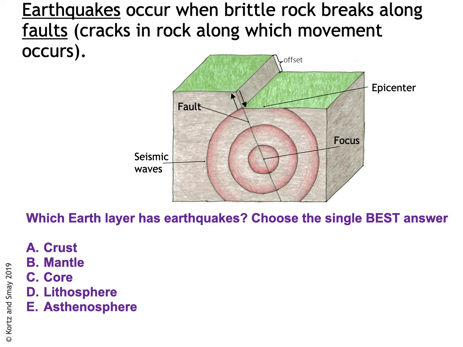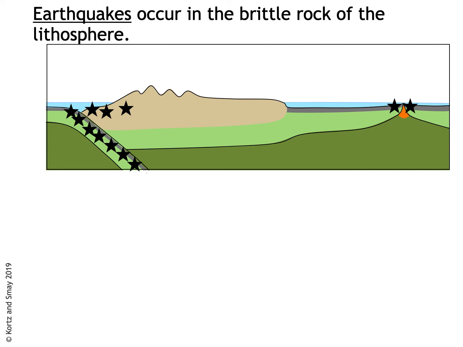All right, did you come up with the answer to which earth layer has earthquakes? The best answer is going to be lithosphere. So this is going to be in the crust and then that uppermost part of the mantle. So both of those. Recall that lithosphere is what makes up tectonic plates. So the whole tectonic plate, anywhere in there, can experience earthquakes. So earthquakes are going to be occurring in the brittle rock of the lithosphere, or the tectonic plate.